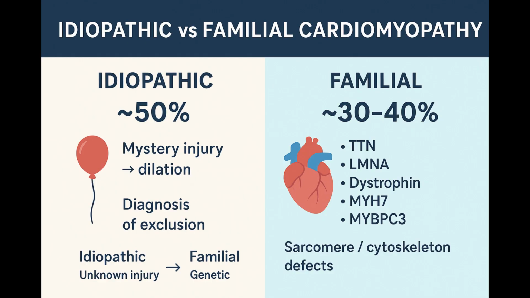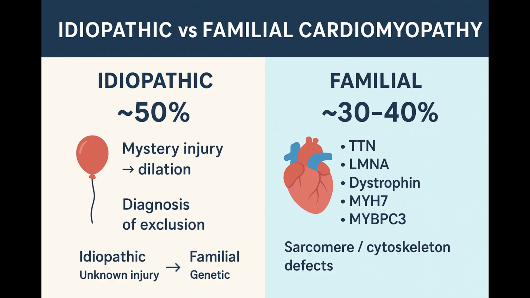Genetics loads the gun, but life pulls the trigger. That's the perfect analogy. The heart is carrying this compensated structural defect for decades. It can handle baseline life, but it can't handle the stress of, say, a viral infection, chronic alcohol use, or pregnancy. That external stressor is the second hit that accelerates myocyte damage and leads to symptomatic failure.